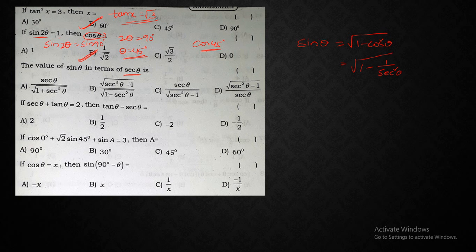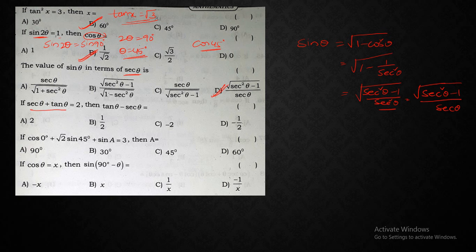So in the options, do you have this? So square root of 1 minus 1 by secant square theta. Furthermore I can simplify this by taking LCM: secant square theta minus 1 by secant square theta. If I take the secant square theta in the denominator out of the square root, then it becomes square root of secant square theta minus 1 by secant theta. So answer is option 4. Next, moving on to one more question.